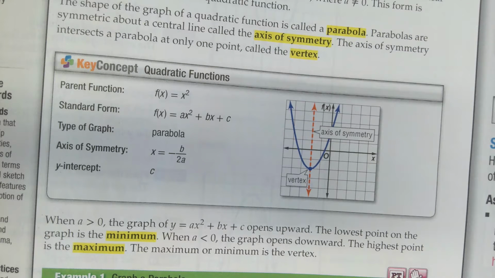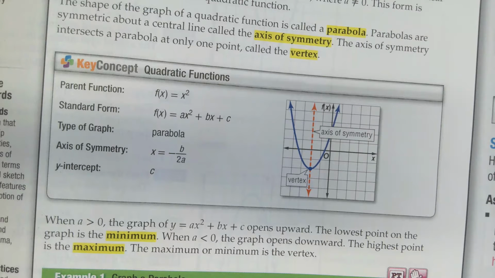The type of graph is a parabola. That's the name of it, parabola. Now, there are weirdos out there that call them something else. My teacher from South Korea called them something different. They're not called that, they're called parabola. So everyone say it, parabola. I knew that.